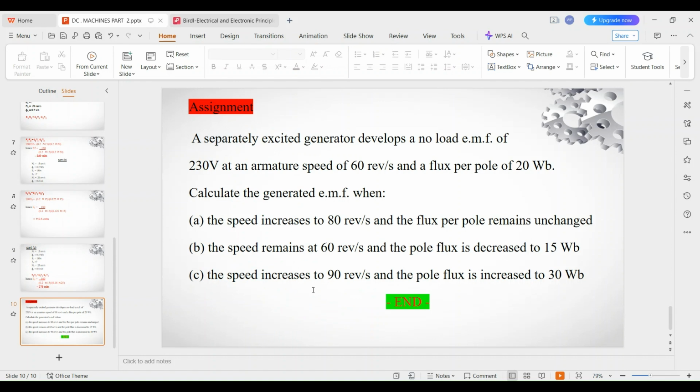This example is more of the same as our previous example number 5. It's just changing the values. So if you have understood example 5, it will be very easy for you to perform the assignment.